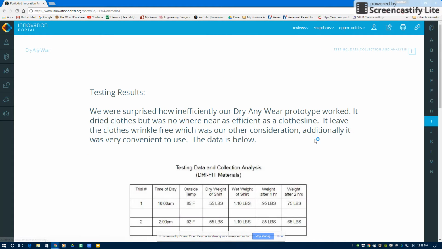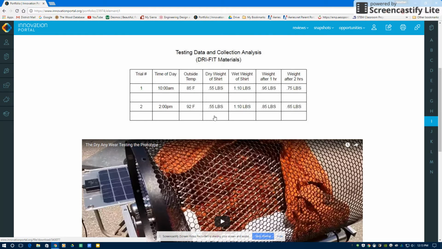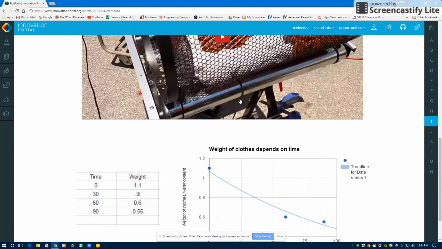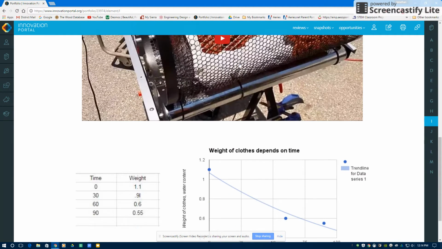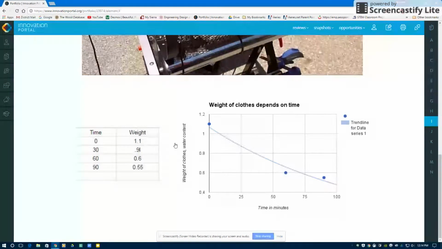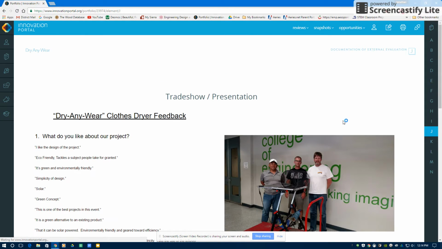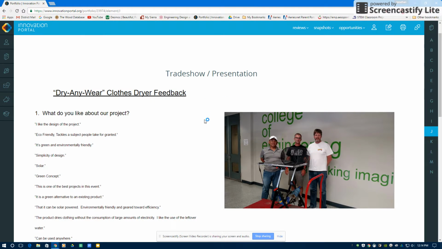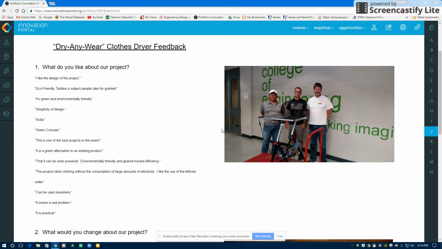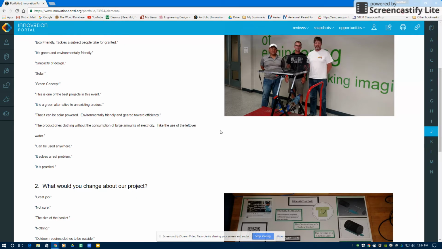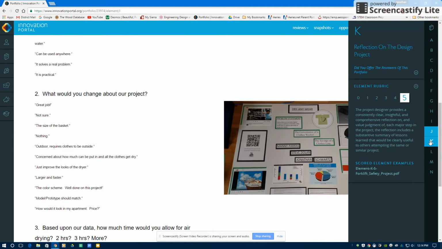Element I is more data collection. You know, these are times of drying the clothes. This is a video of it drying, a spreadsheet of our test results. J is external evaluation. So this is kind of after the whole thing's done, setting it up at a trade show and demonstrating it and getting feedback.